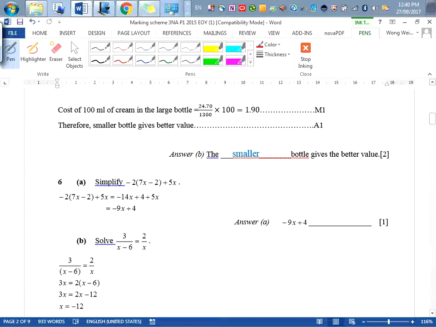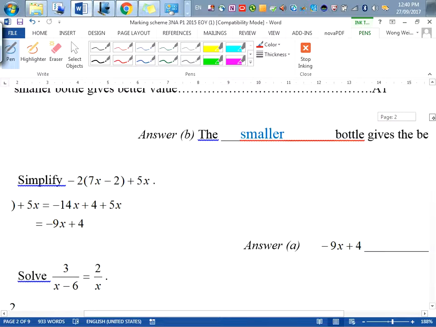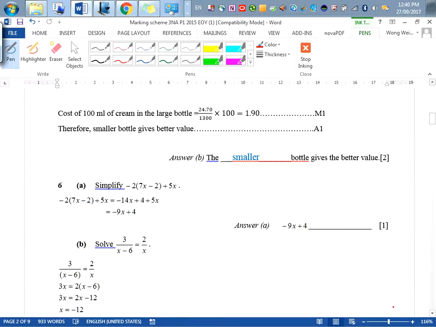Okay, do your self marking for question 6a. You should get negative 9x plus 4 or 4 minus 9x, same thing. Yes, otherwise I wouldn't know which one you're referring to, right? Or you mean over here they give you a blank, is it? Then you don't need to write this. If it is shown over here, then you don't need to write it twice.